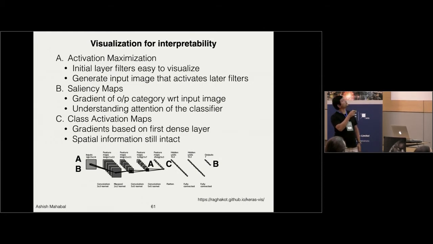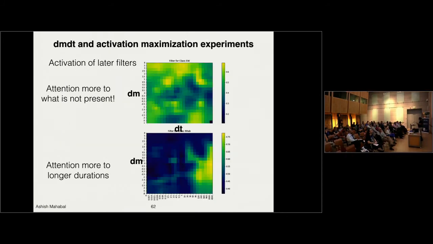So this allows you to do that. Then saliency maps allow you to understand the gradient of the output category with respect to the input image, so how the category of the output changes with respect to the input images. And the third thing is the class activation map, where the spatial information is still intact when you go to the first fully connected layer, and you can see how things are changing there. And then you can start seeing how those would look.